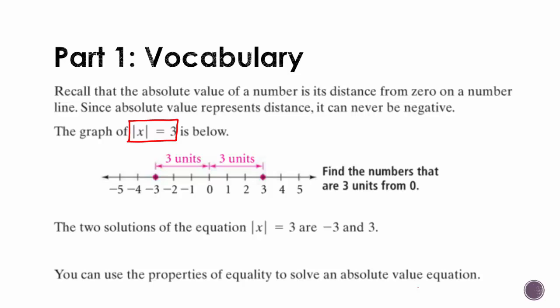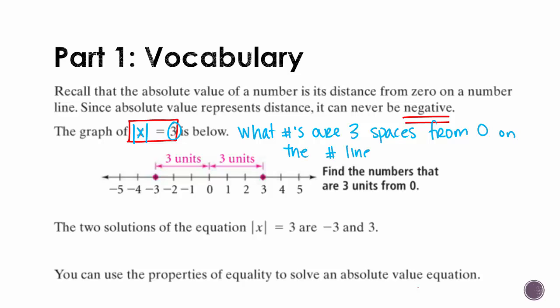So remember that absolute value is its distance away from 0 on a number line. And since absolute value represents distance, it can never be negative. So when I give you this problem right here, the question you should be asking yourself when you see the absolute value of x is, what numbers are 3 spaces from 0 on the number line? So stop and rack your brain, but the two numbers you should come up with are 3 and -3. Those two numbers are both 3 units away from 0 on the number line. So the two solutions of this equation are both 3 and -3.